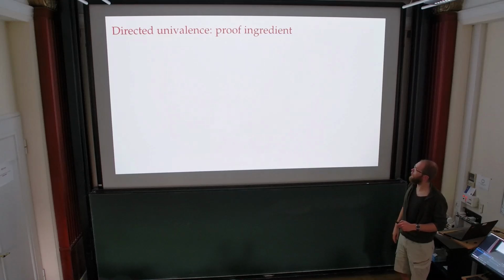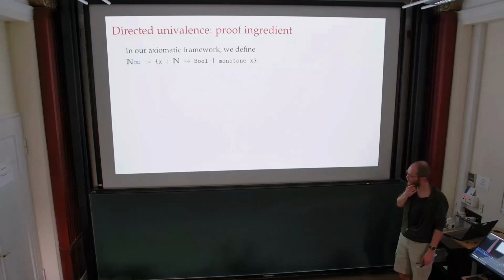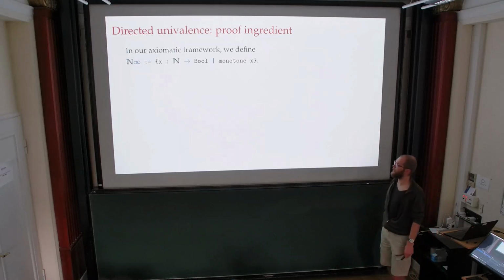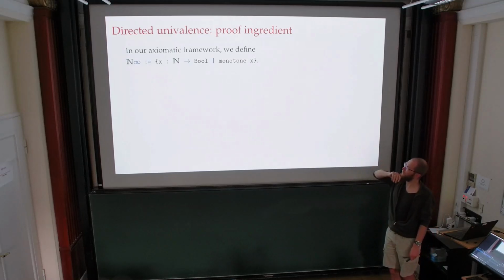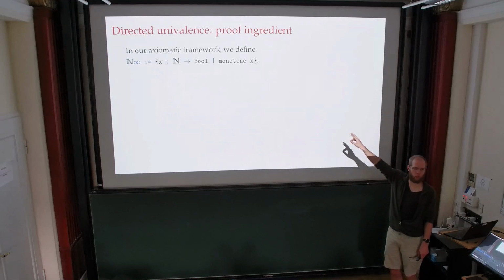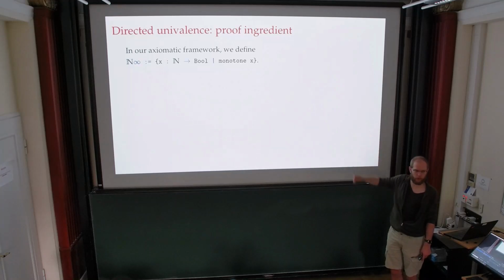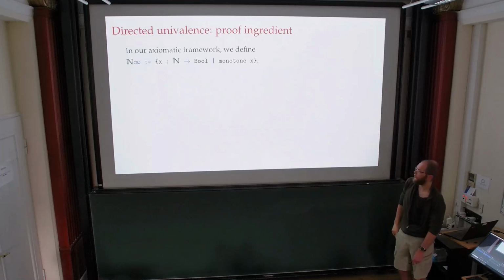So, proof ingredients. One crucial ingredient is that we define the one-point compactification of the natural numbers, n infinity. And so what is the definition? Well, it's all the functions from n to bool. Bool, you should distinguish from O prop. Bool is like the discrete two-point space with the discrete topology. And we require these functions to be monotone. For the usual ordering on bool, false implies true. So false is less than true.